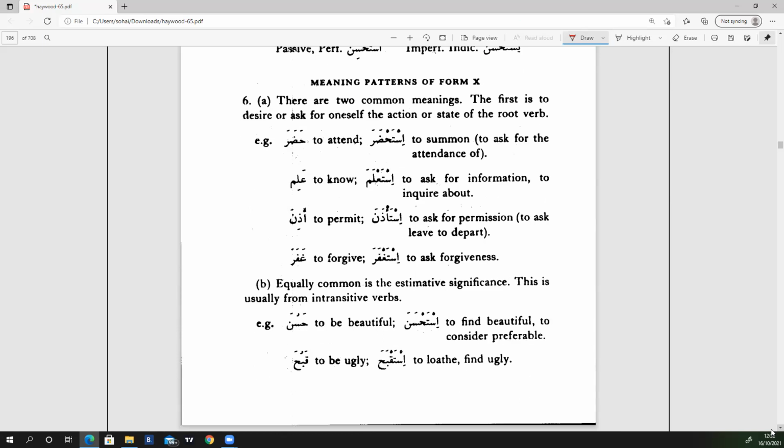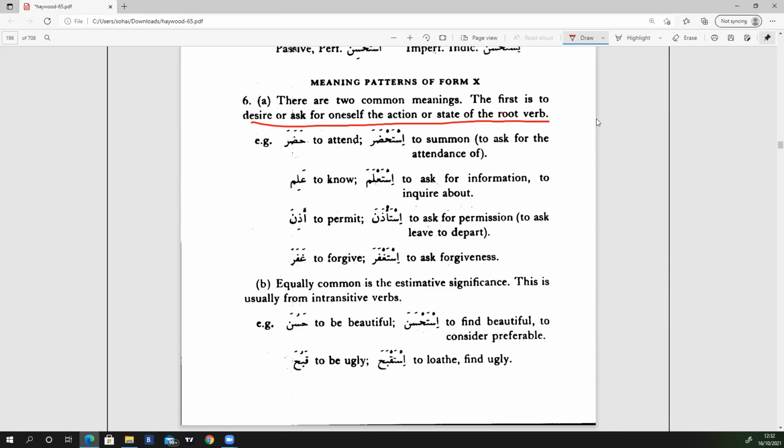So these common meaning patterns: the first one, and perhaps the most common, is to desire or ask for oneself the action or state of the root verb. For example, hadara means to attend. Istahdara, you ask for the attendance, or what we say in English, to summon someone.